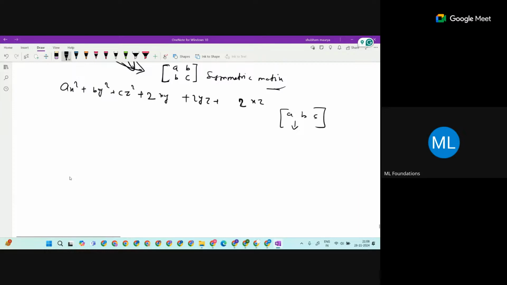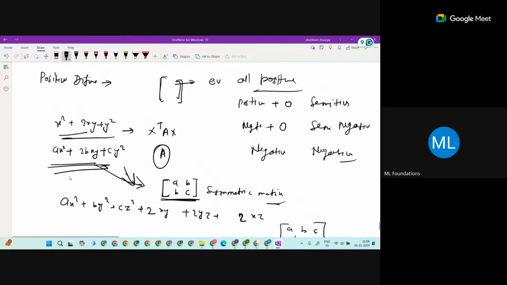So this is the definiteness, positive definiteness, and it is surely asked whether A is positive definite or negative definite. It depends on the eigenvalues, as in this list.